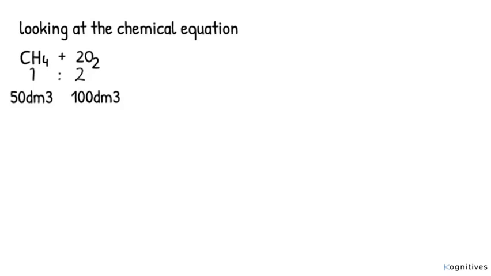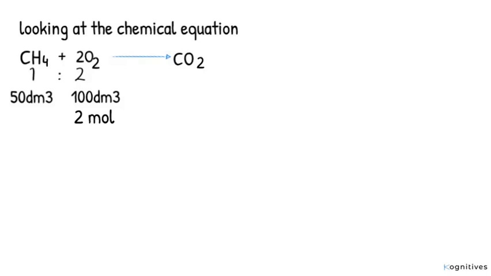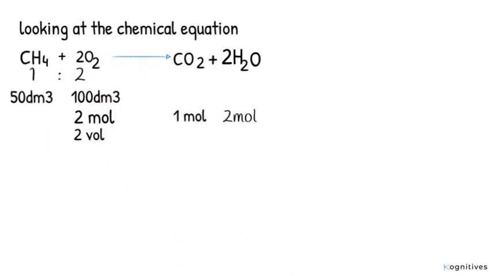Now take a look at the chemical equation again. Two moles of oxygen react to give carbon dioxide and steam. I have decided to take out methane because we are dealing with just the limiting reagent, oxygen. 2 moles of oxygen will give 1 mole of carbon dioxide and 2 moles of steam. Representing the mole as volume, I can equally say that 2 volumes of oxygen will react to give me 1 volume of carbon dioxide and 2 volumes of water.